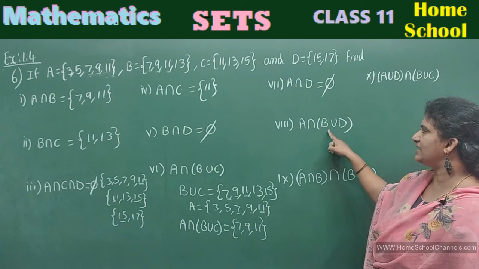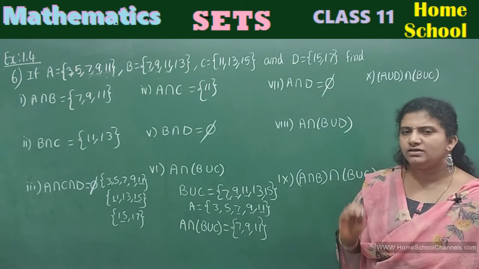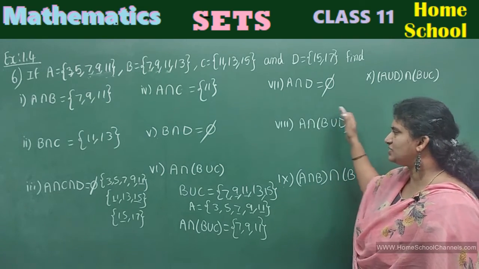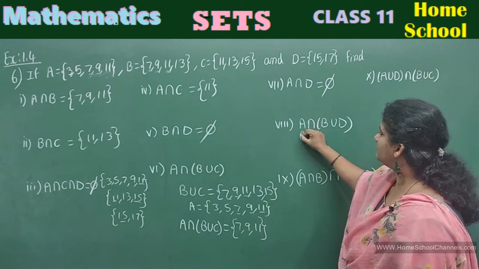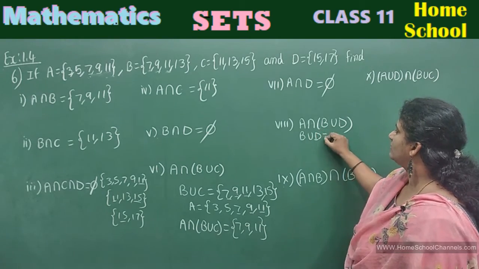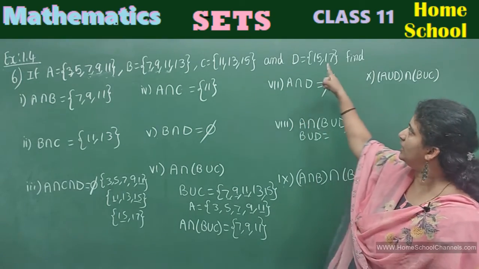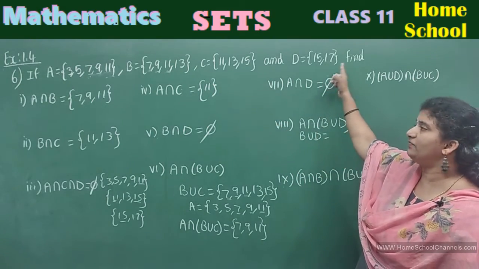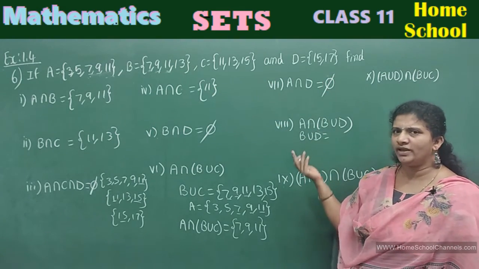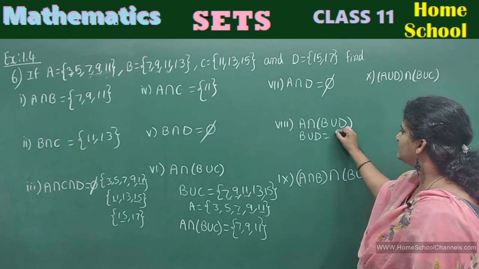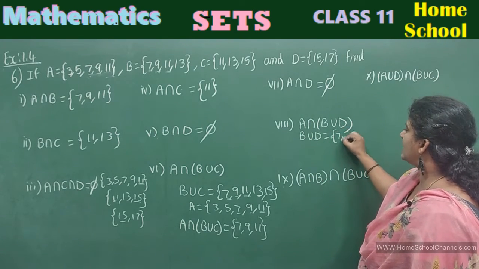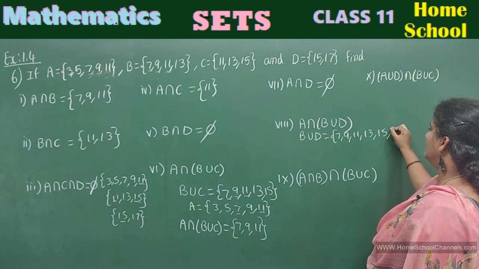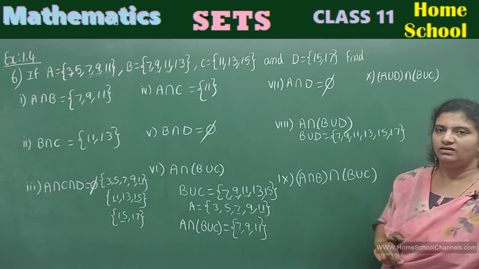8th one, A intersection B union D. Same pattern, do it slowly. What you have in brackets, you do that one. That is B union D. B union D: there is no common element, so write all the elements which are there in B and D. 7, 9, 11, 13, 15, 17.